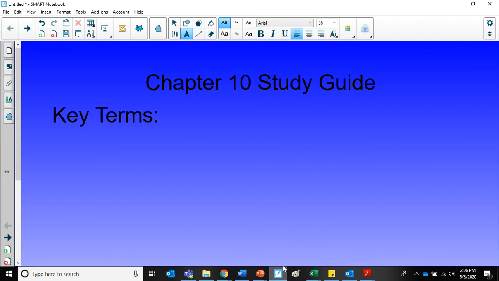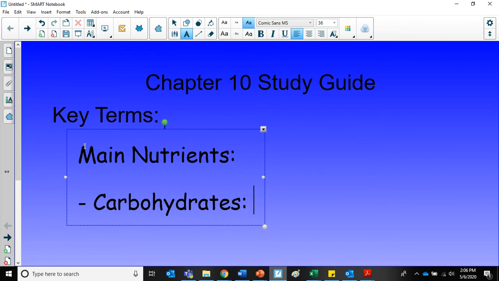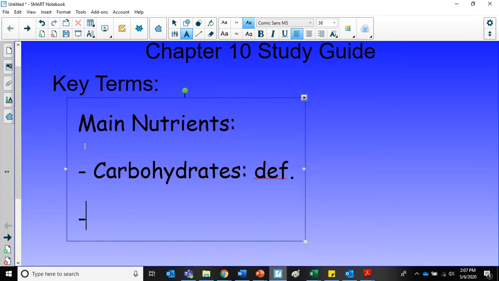So as I'm doing this, I flip to my study sheet. I should be writing out all these details of main nutrients. Okay. Then I go to my first point and I'll write down carbohydrates. And I will give my definition of what they are. So we define it. Next, I'll include protein and I'll give my definition.